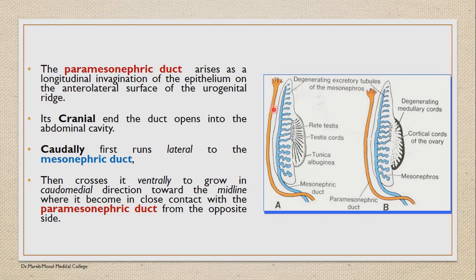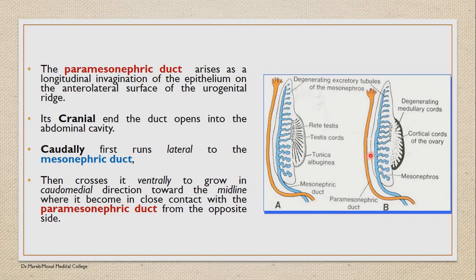Now the paramesonephric duct arises as a longitudinal invagination of the epithelium on the anterolateral surface of the urogenital ridge. This paramesonephric duct has an expanded cranial end, and it opens into the abdominal cavity, while caudally it first runs lateral to the mesonephros, and later crosses it ventrally, and then grows in a caudomedial direction toward the midline, where it comes into close contact with the paramesonephric duct from the opposite side.